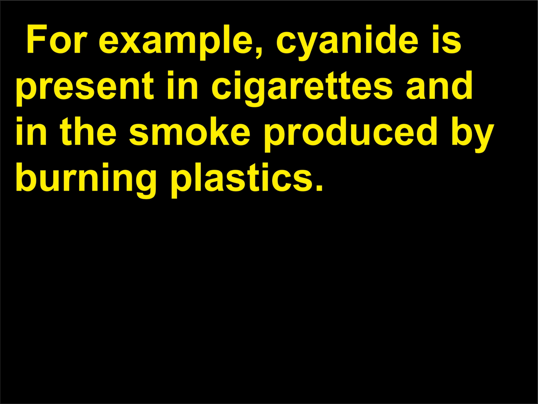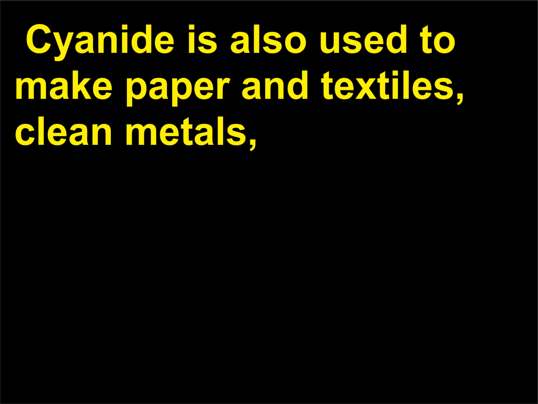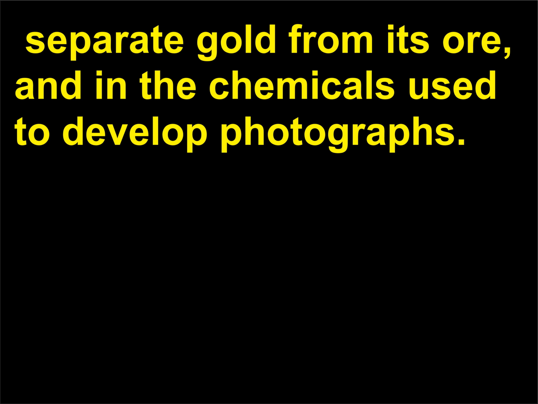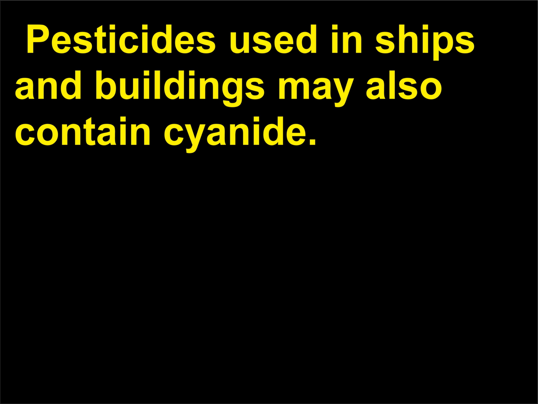For example, cyanide is present in cigarettes and in the smoke produced by burning plastics. Cyanide is also used to make paper and textiles, clean metals, separate gold from its ore, and in the chemicals used to develop photographs. Pesticides used in ships and buildings may also contain cyanide.